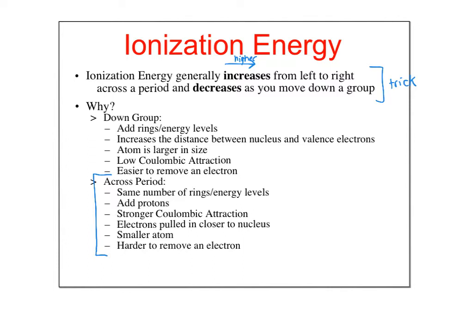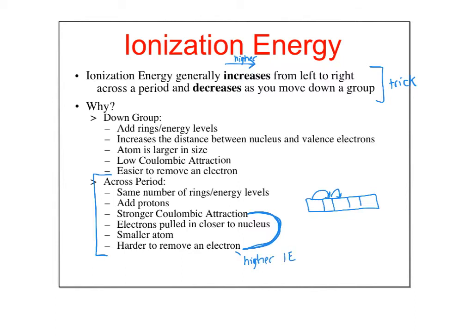As we go across a period, we have the same number of rings, right? The elements in the same row, they have the same energy level, but we add protons. As we move to the right, we have more protons, which means more Coulombic attraction, which means those electrons are kind of squeezed tighter to the nucleus. Someone's holding on tighter to their purse because they have more muscle, which means the atom is smaller, so it's harder to remove the electron. Okay, so this more Coulombic attraction means it's harder to remove, which means it's a higher ionization energy.